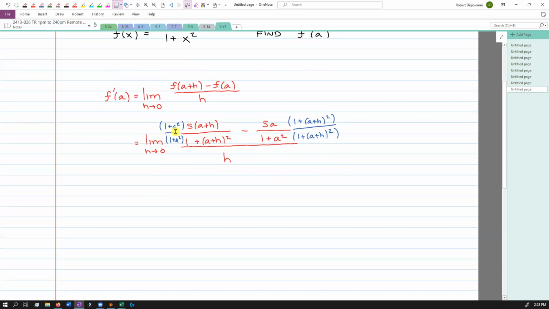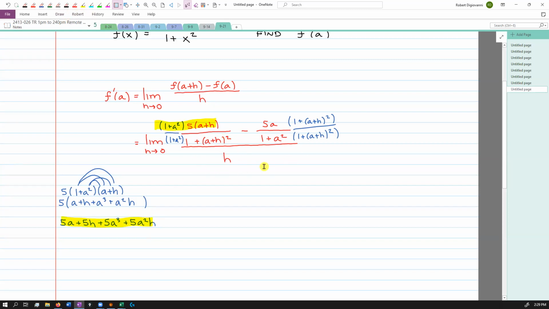Yeah, that's going to be fun. Okay, so for this one, I think I'll do this one on the side here. Let me move the 5 out front. I'm doing 1 plus a squared times a plus h. So first, let me do the 5, and then let me multiply this out. So I get a plus h plus a cubed plus a squared h. And then I multiply a 5 through, so 5a plus 5h plus 5a cubed plus 5a squared h. Okay, all of that is just that multiplied.